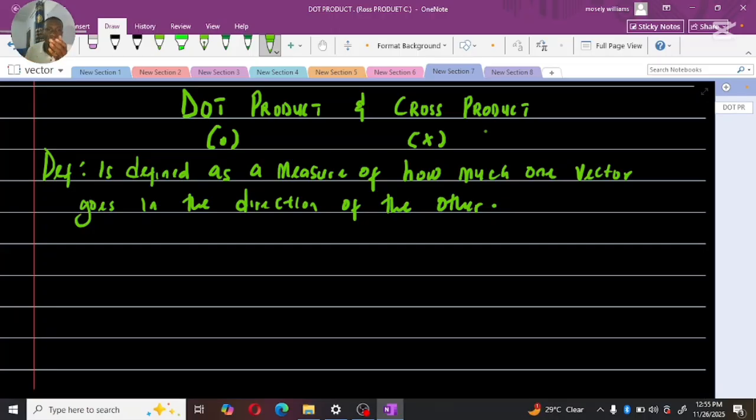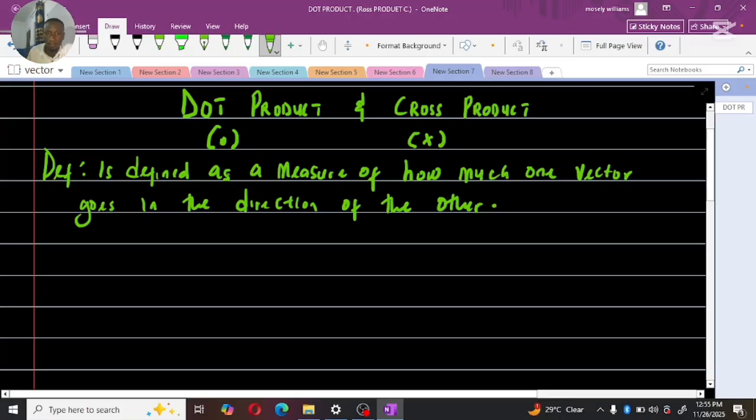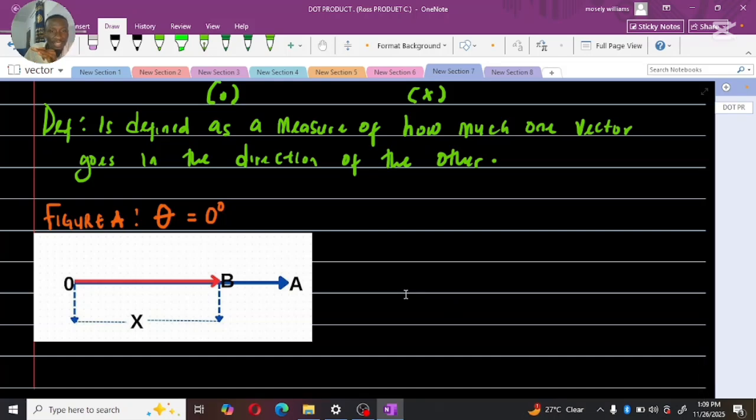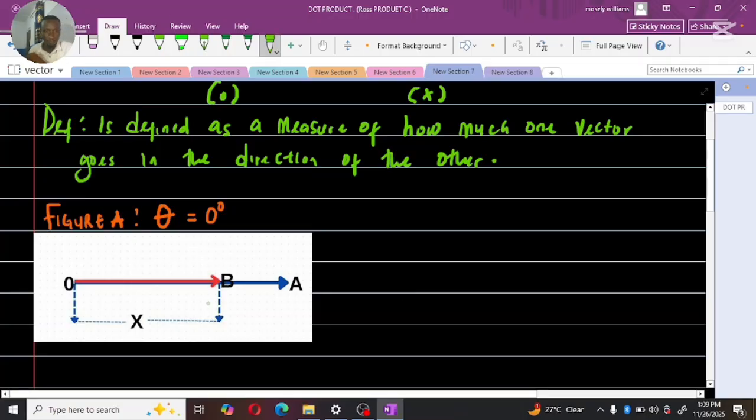You see, when a concept looks like this, I always like to use diagrams. So I've prepared some diagrams. Let's see and let's analyze. Now, let's see this figure here. I know you can see the vector A, right? And you can see the vector B. And you can see X, which is their measure of alignment, right?